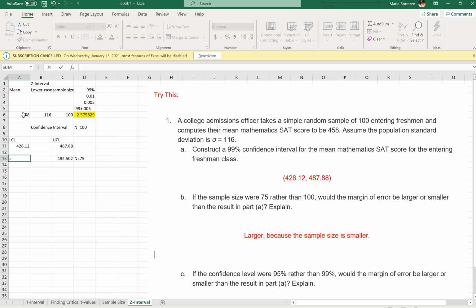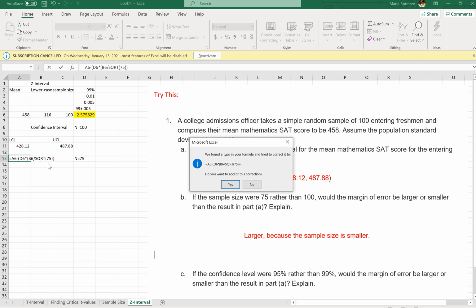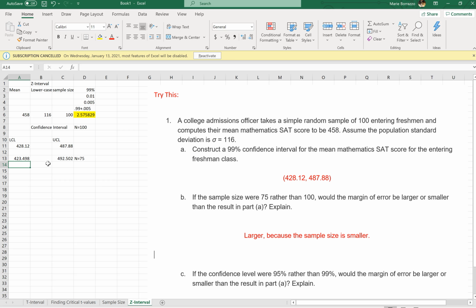This is equal to the average minus parentheses our critical value, again, times parentheses 116 divided by, again, SQRT, double click on that, put 75 and close that, and I get 423. So if you notice, the interval looks like it widened. So you would have a larger margin of error because the sample size gets smaller. You get a larger margin of error. So I'll write it down so you don't forget.